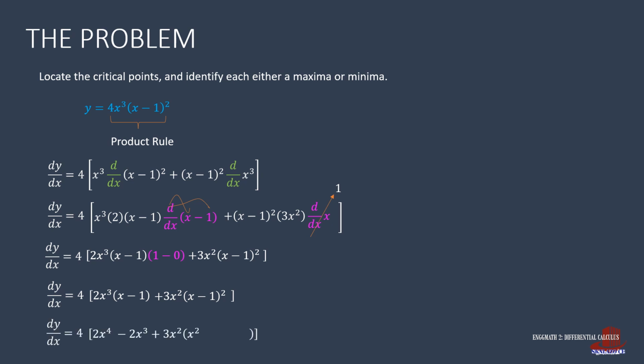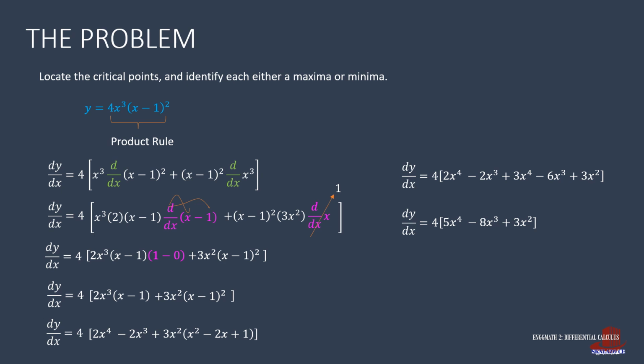So from the first term, distribute 2x cubed, making 2x raised to 4, minus 2x cubed. The expanded form of the square from the second term also becomes x squared minus 2x plus 1. Now distribute 3x squared among the perfect square trinomial and get dy over dx as 4 times 2x raised to 4 minus 2x cubed plus 3x raised to 4 less 6x cubed plus 3x squared. Collect similar terms to arrive at dy over dx as equated to 4 with 5x raised to 4 minus 8x cubed plus 3x squared.